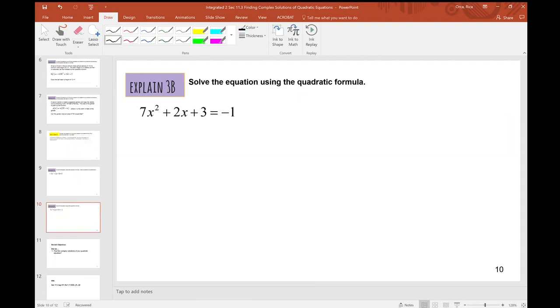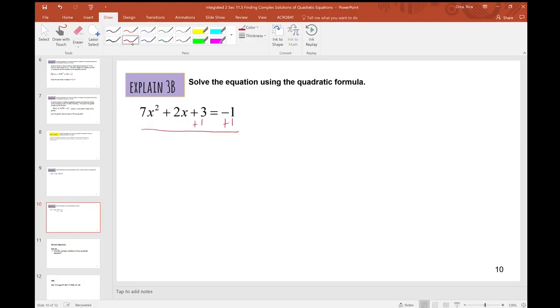We have Explain 3b. Solve the equation using the quadratic formula. So it wants us to use the quadratic formula, and when using the quadratic formula, the equation needs to be in standard form. In other words, it needs to equal 0. And unfortunately, our equation equals negative 1. Let's get rid of the negative 1 by adding 1 to both sides.